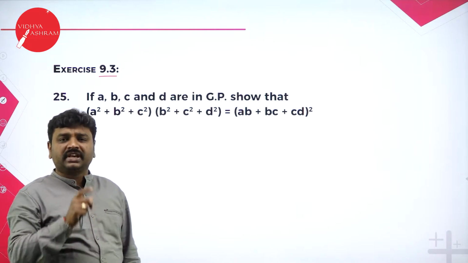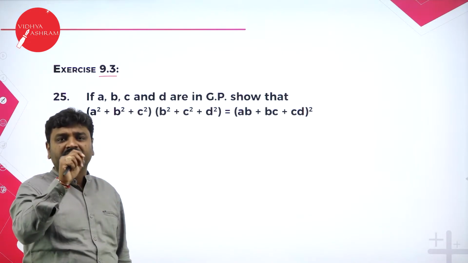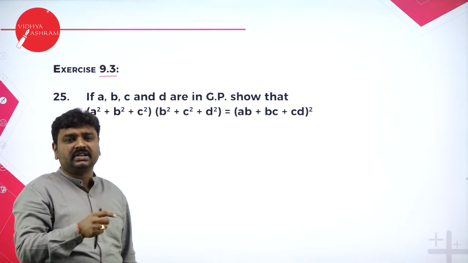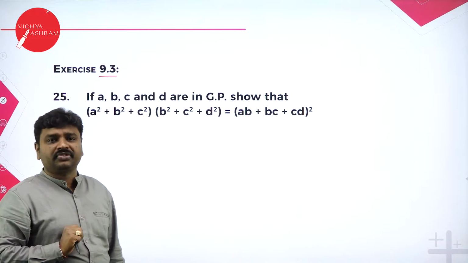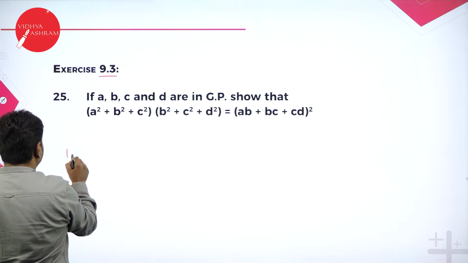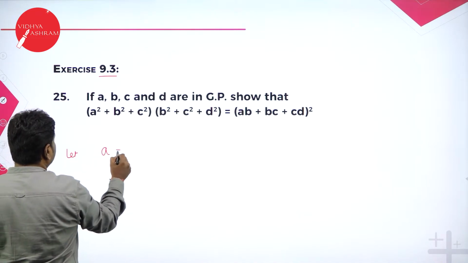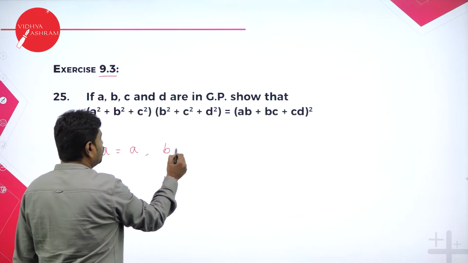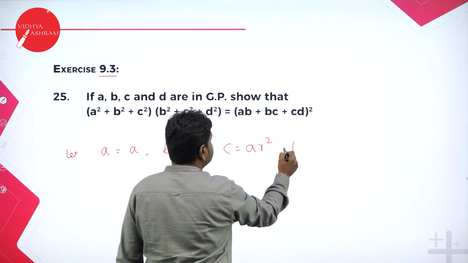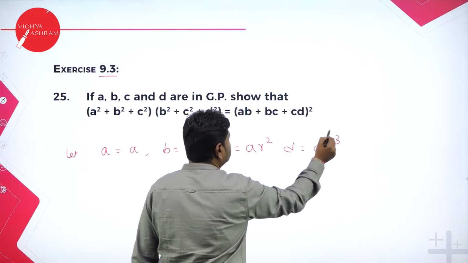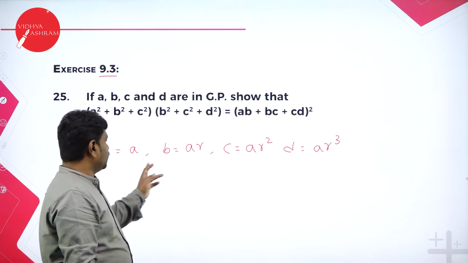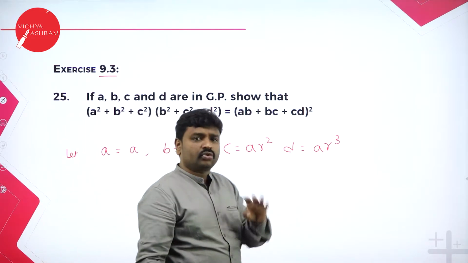The best method is take LHS, simplify, get an intermediate result. Then take RHS and simplify, get another result. Both LHS and RHS should become same. So before that, A, B, C, D are in GP. So let us assume A is equal to A, B is equal to AR, C is equal to AR square, D is equal to AR cube. Because they are in GP, each term in GP will have common ratio. So A, AR, AR square, AR cube are the 4 terms in GP.